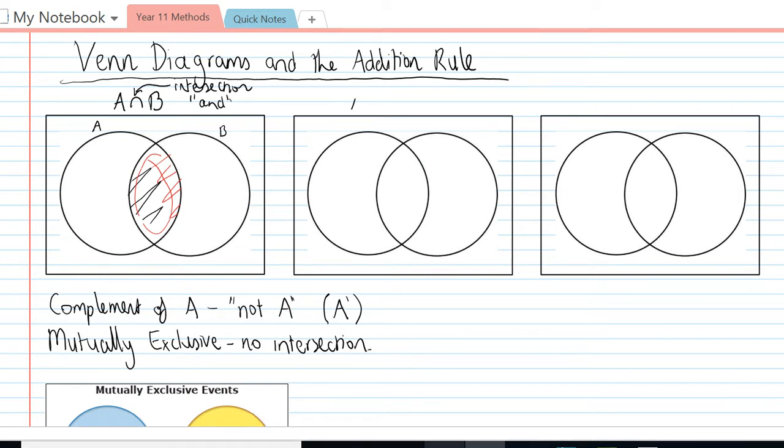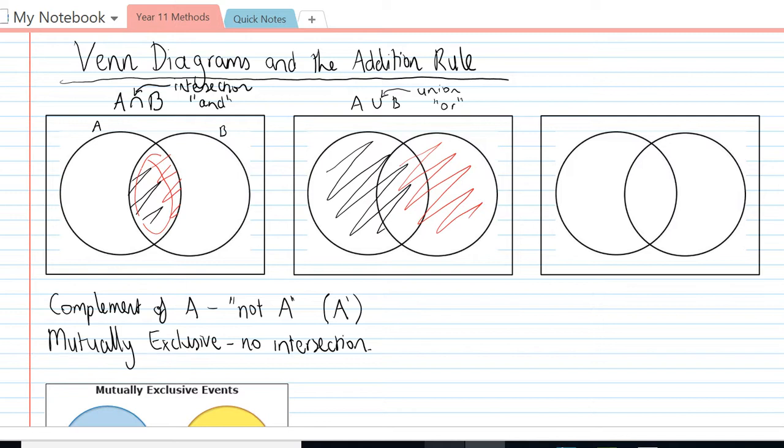Alternatively, we could have A union B. So this symbol here means union and essentially means "or". So again, I'm going to shade in two regions. So here's A and here's B. One or the other, so that is the entire region that I've just shaded in there. So it is the entire Venn diagram, excluding the parts around the circles.